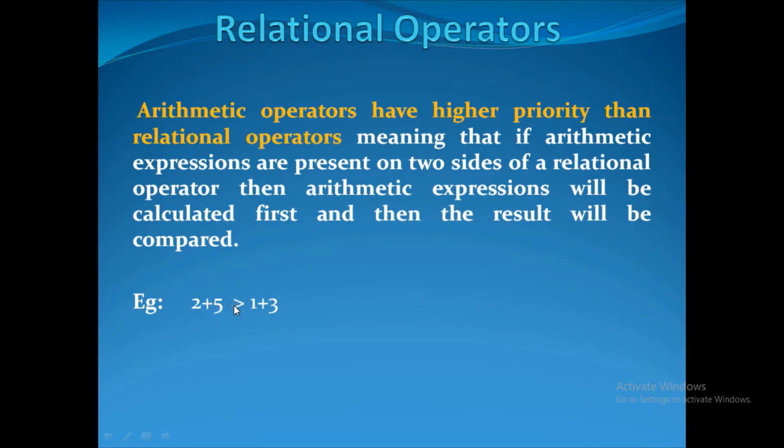If we consider this relational operator as having the highest priority, you will not get any result, because how can you produce any result? These two results are pending. Only then can it give you the correct result. So automatically, arithmetic operators have the highest priority.